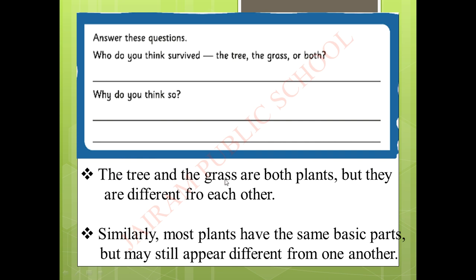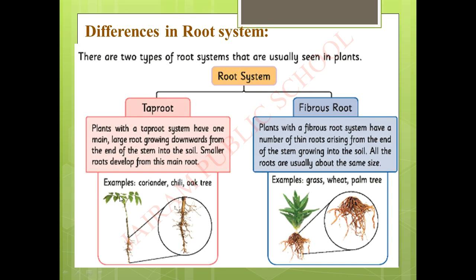The tree and the grass are both plants, but they are different from each other. Yes, of course, we know that the tree and the grass are both plants, but they are different from each other. Similarly, most plants have the same basic parts, but may still appear different from one another. Even though they have the same parts, they are different from each other. So let us discuss how it is.